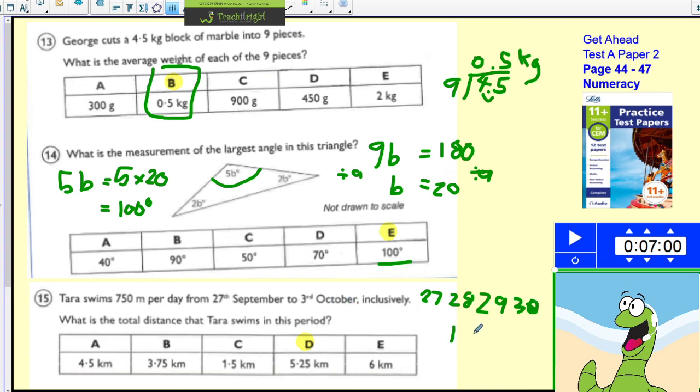And then it's 1, 2, 3 to get to the 3rd, so that's going to be in total 1, 2, 3, 4, 5, 6, 7 days. So it's going to be 7 lots of 750.